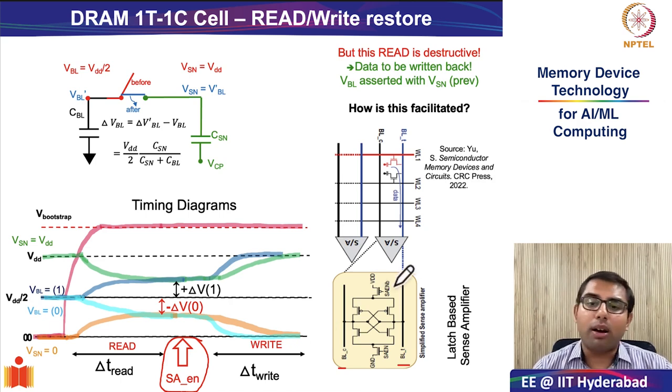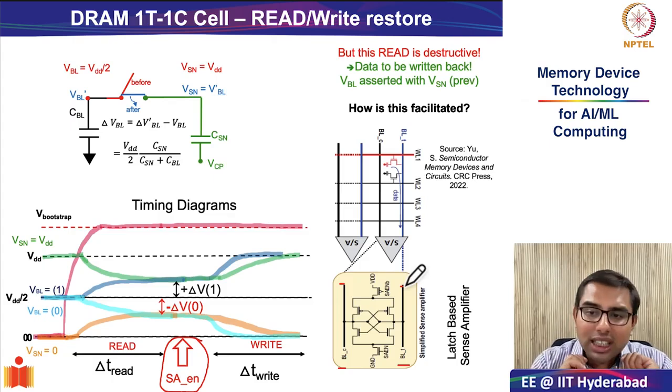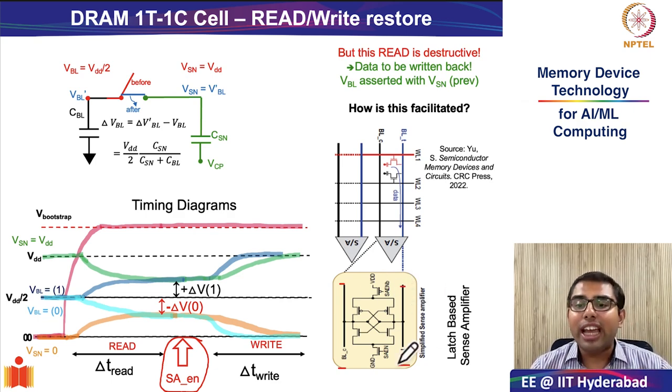Once the sense amplifier enabled signal is generated, the sense enable signal is connected with VDD or ground. Now, suppose the value in the storage node earlier was 1, or VDD. Then the bit line is now at VDD by 2 plus delta V, and the reference, the complementary, is still at VDD by 2. The latch, which is inbuilt in the sense amplifier, starts flipping, turns on and takes in the value of 1.